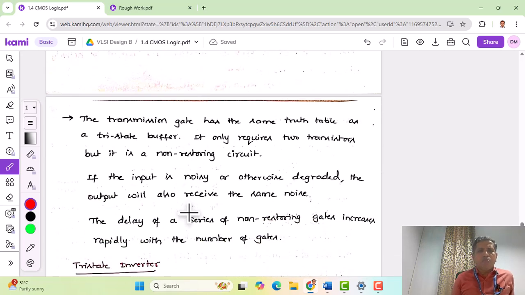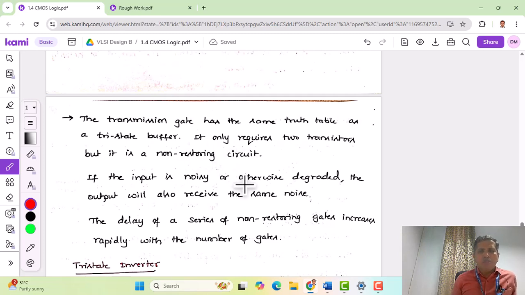Now let us discuss a few important things with reference to the tri-state buffer. The transmission gate also has the same truth table as a tri-state buffer, but it only requires two transistors. That's why it is called a non-restoring circuit here.